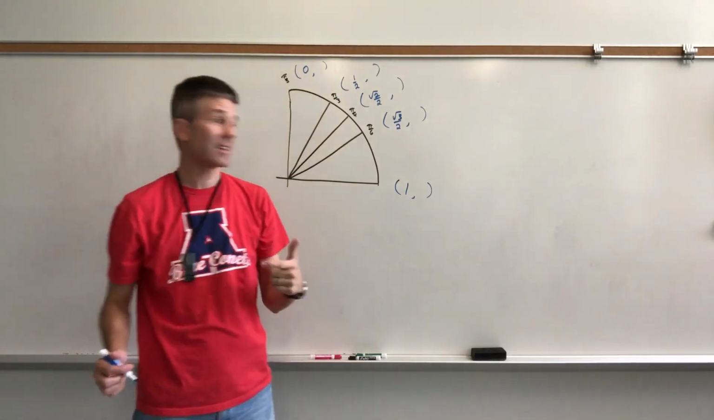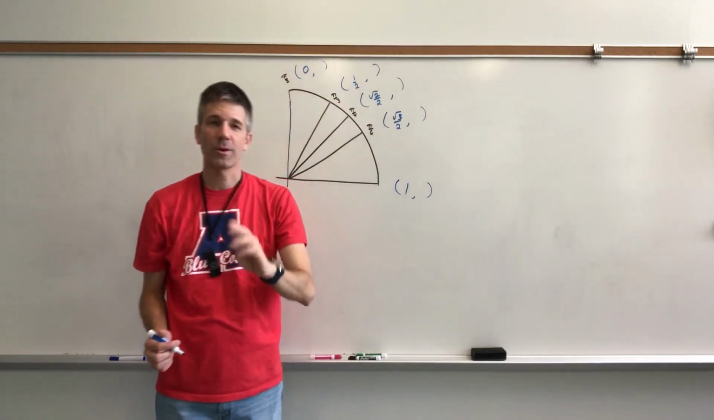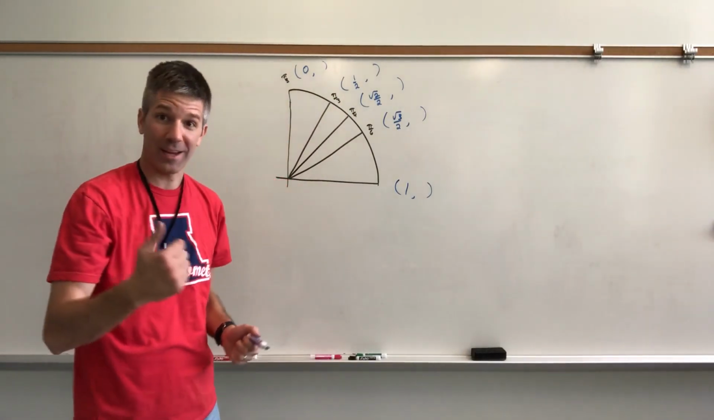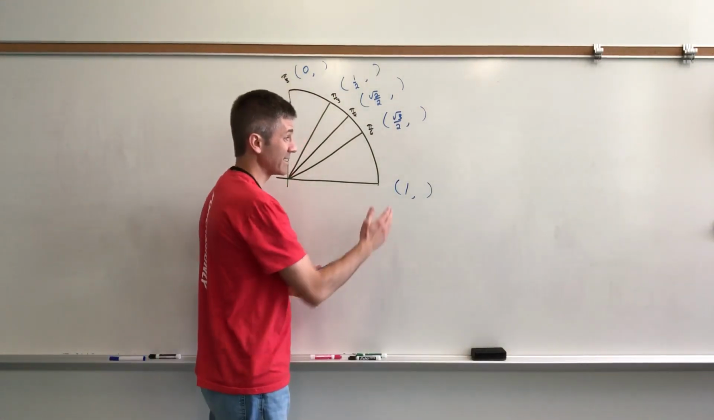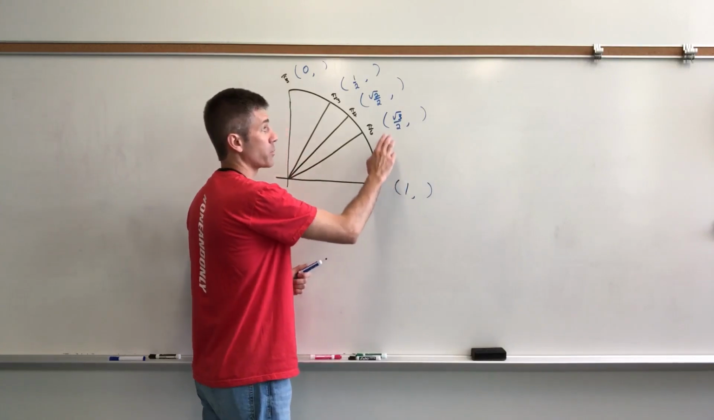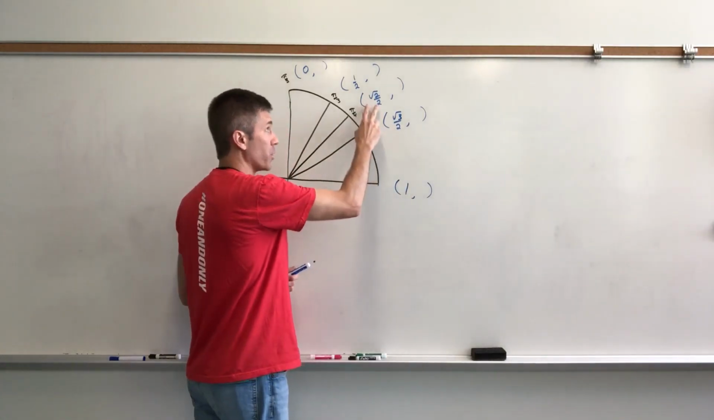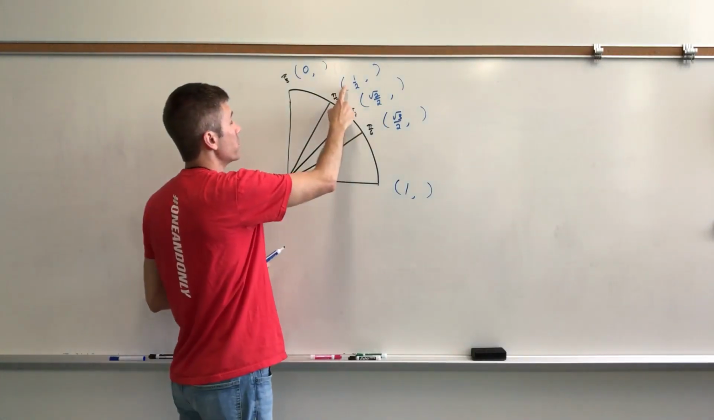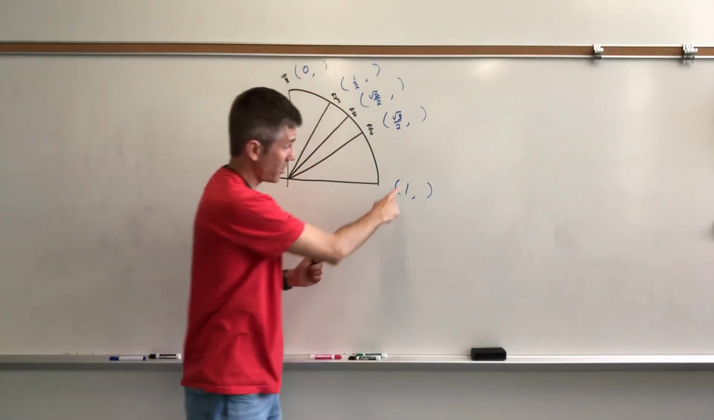Notice that the numerators count down. So this is, well, let's not talk about him yet. Square root of 3 over 2, square root of 2 over 2, square root of 1, which is 1, over 2, and then 0. Now, let's talk about him.